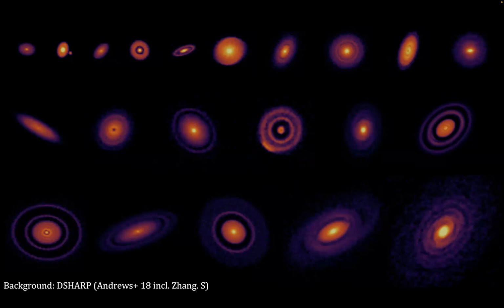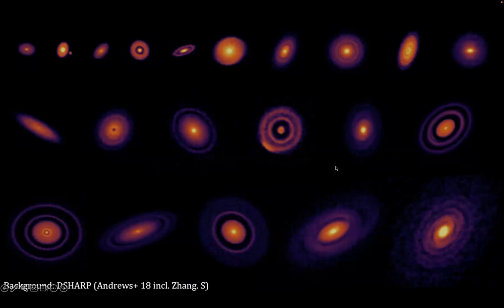These disks are observed by the DSHARP survey at very high angular resolution. And you can see that most of them have the so-called substructures, or annular gaps and rings. And there are also some other substructures. For example, here there's an arc, and here there are spirals. But the most common features are the axisymmetric gaps and rings.